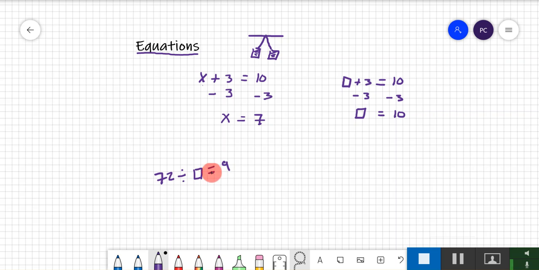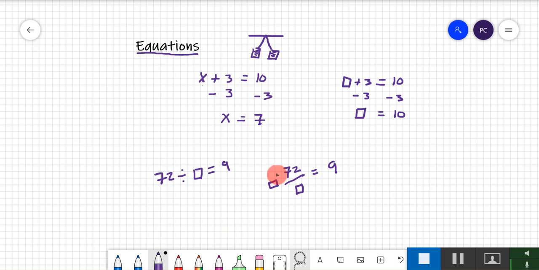If we look at this, what does this mean? Well, it means 72 over box is equal to 9. What we're trying to do is get this box on its own, and get rid of all the numbers around it. So in order to get rid of the box from this side, I can multiply this fraction by box, like so.